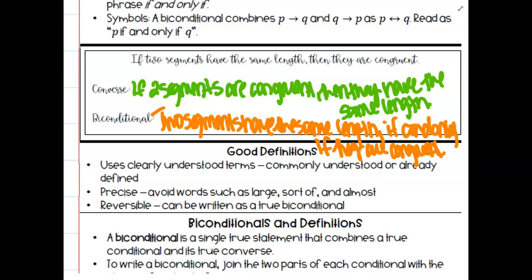Lastly, this is the big thing that we're going to see today: it needs to be reversible. What we just did by writing the converse, it should be true both directions. If it's true both directions, then we consider it a good definition. Questions on any of that?